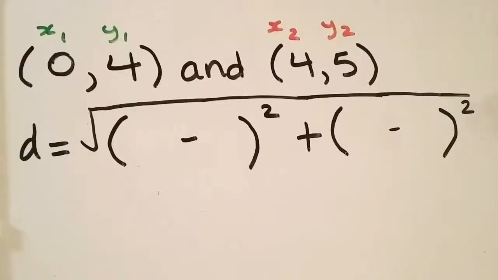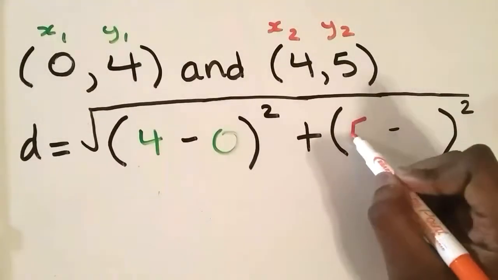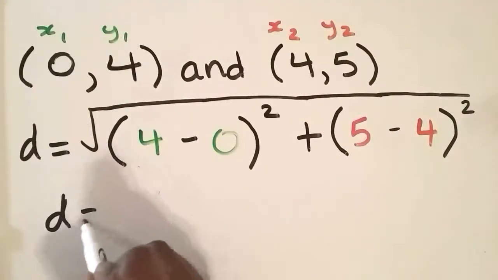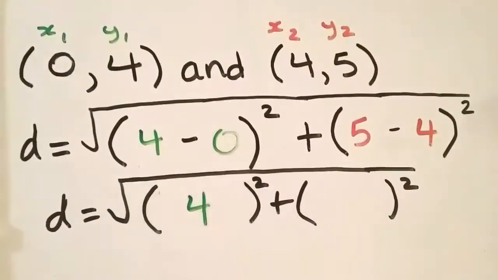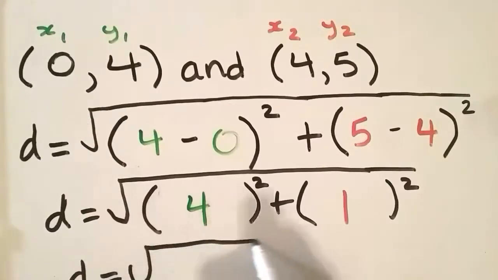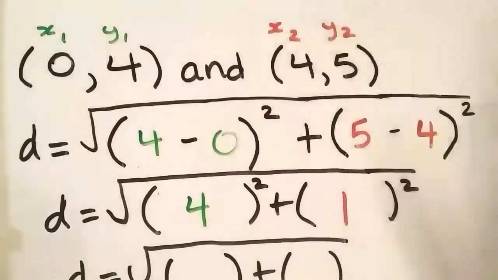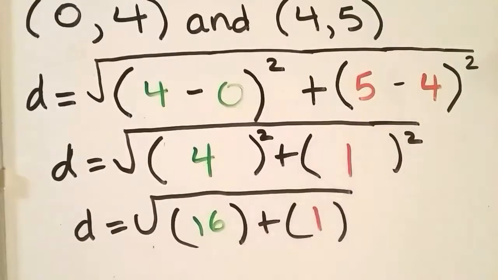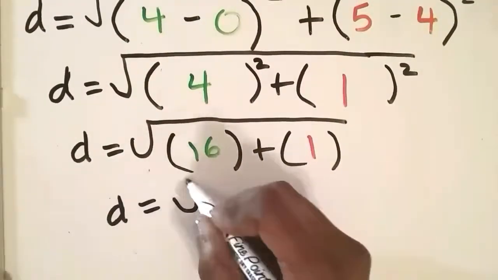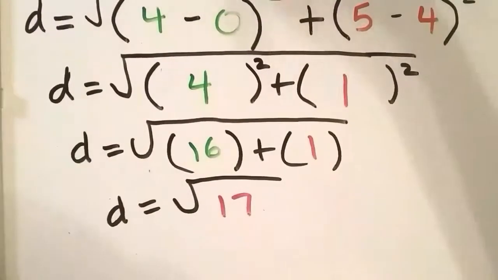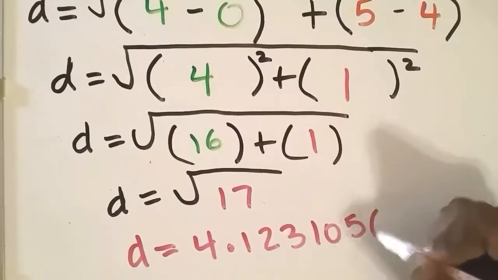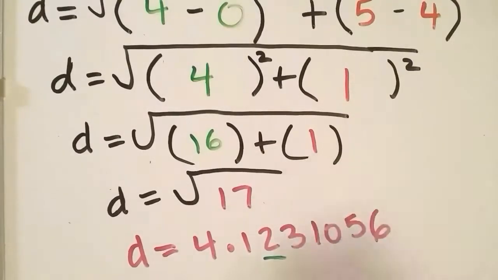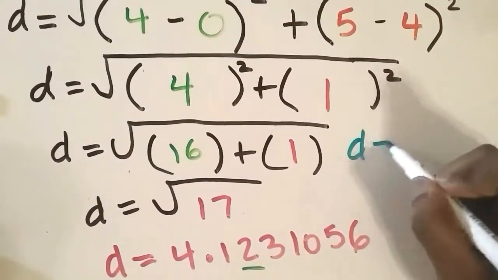So after we've labeled our points, what we do is plug the numbers into the distance formula where they fit. Now, at this point, all we have to do is simplify. Don't forget to square the numbers in the parentheses before adding. When we square root 17, we get a really long decimal, but we have to remember that we were asked to round to the nearest tenth. Since 2 is in the hundredths place, we get 4.1 as our final answer.